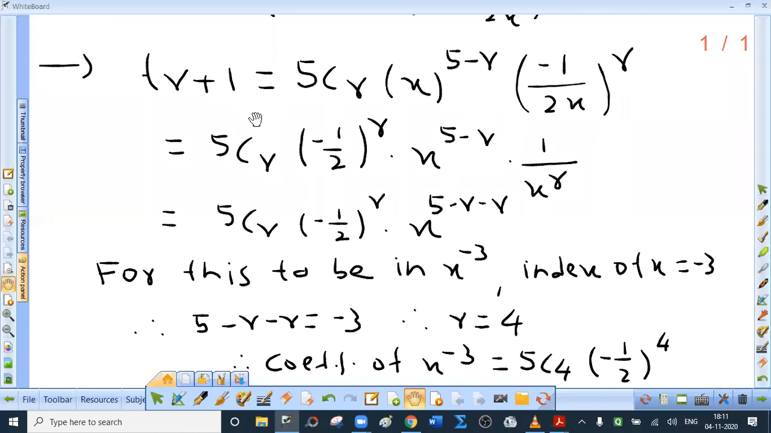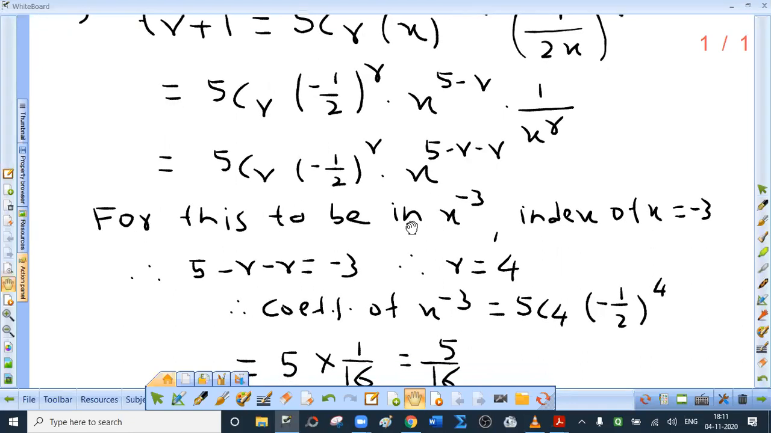Okay, so what is tr plus 1? 5cr x raised to 5 minus r into (minus 1 upon 2x) raised to r. We have to write constant part separately. 5cr is constant, minus half raised to r is constant, x raised to 5 minus r into 1 upon x raised to r. We want a single term in x so that we can equate its index with minus 3. Now for this term to be in x raised to minus 3, index must be minus 3. So I get r equal to 4.